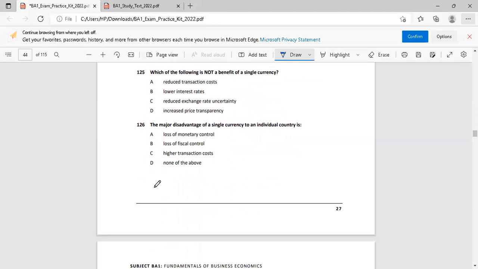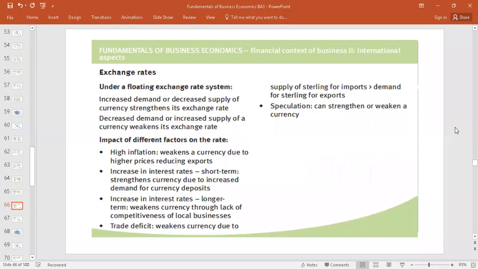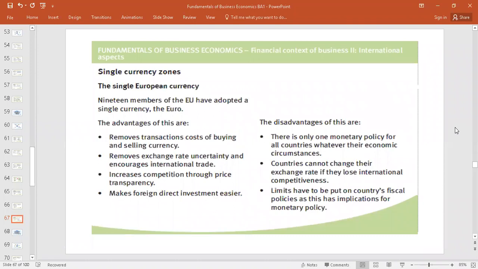Which of the following is not a benefit of a single currency? See, it is a disadvantage we're talking about, not a benefit of a single currency. Single currency has certain advantages. In terms of advantages, it removes transaction cost, removes exchange rate uncertainty, increases competition through price transparency, and encourages foreign direct investment.